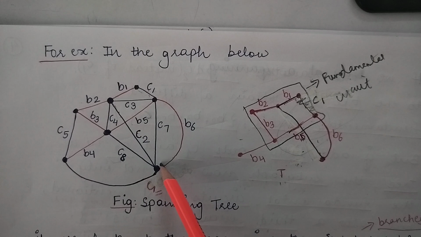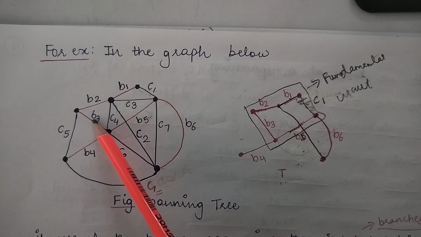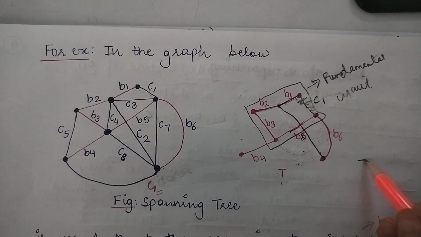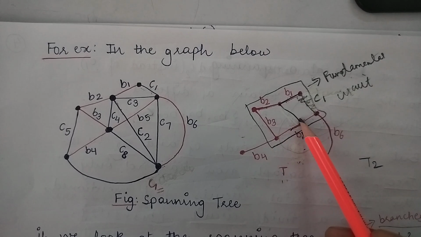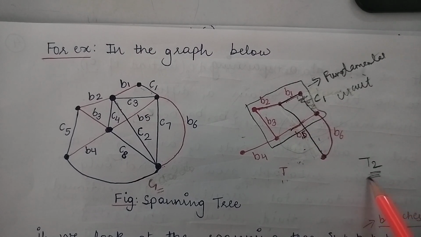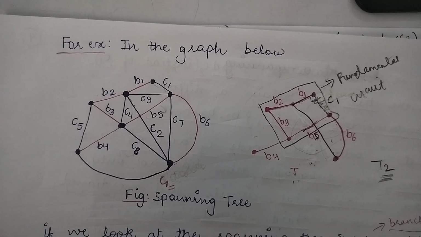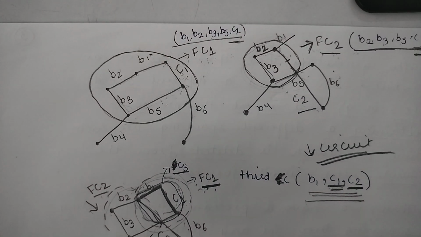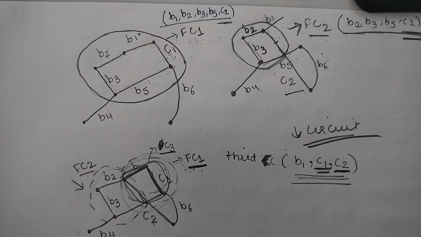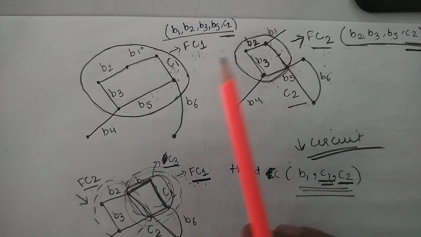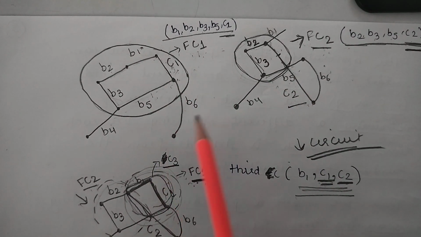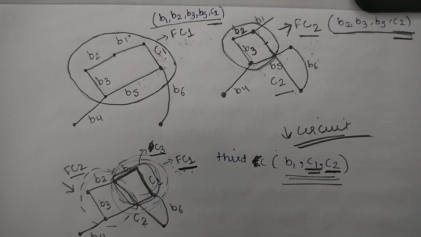But this connected graph can have more than one spanning tree. This is one spanning tree. It can have, say for example, another spanning tree T2. If this graph has another spanning tree T2, then these fundamental circuits FC1 and FC2 will not be valid for this particular spanning tree T2. That means, in other words, we can say that a circuit is a fundamental circuit only with respect to a given spanning tree, but not with respect to a different spanning tree of the same graph. So these fundamental circuits FC1 and FC2 are valid only for this particular spanning tree, but not for any other spanning tree of the same connected graph.